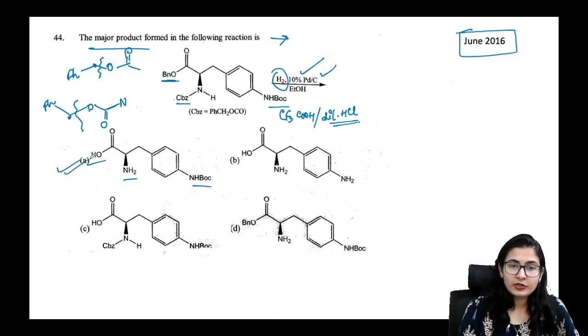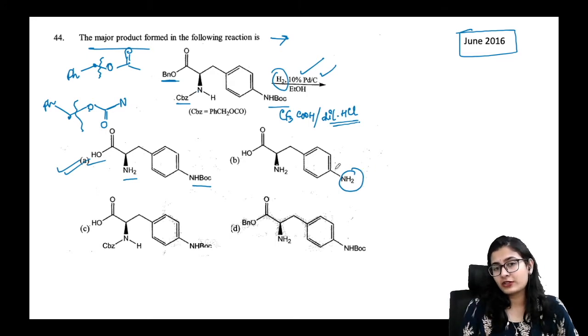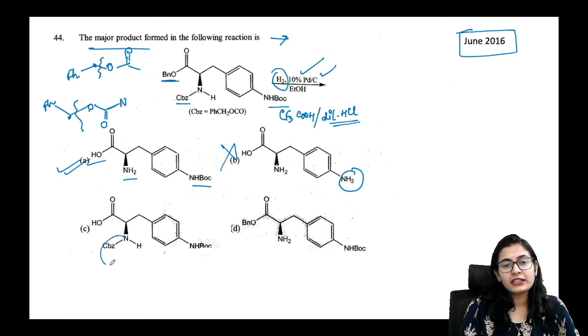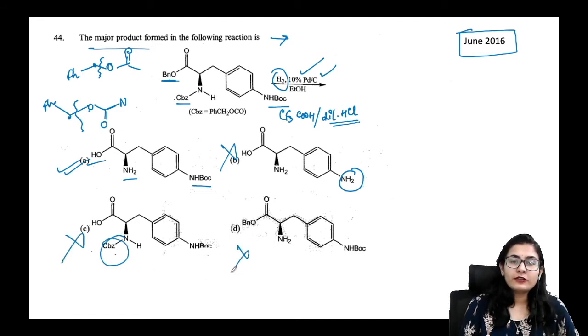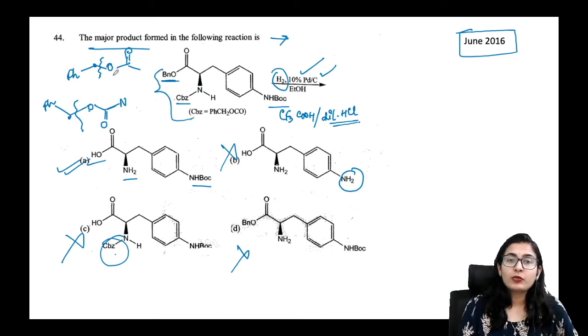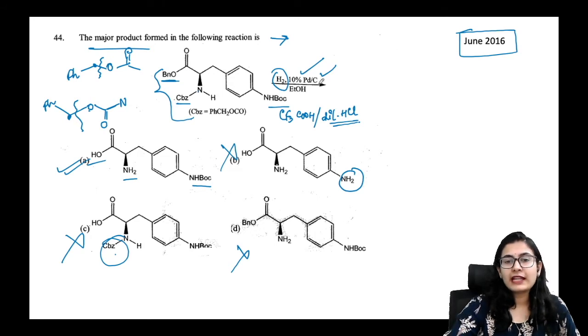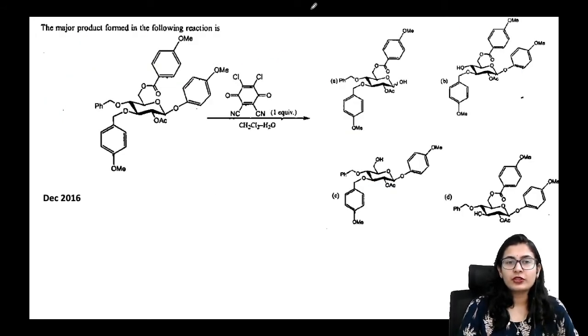So the answer is option number A. In option number B, guys, you have removed the Boc protecting group. That is not going to happen. And look, Cbz is as it is, so this is also wrong. Not one of them, both of them will be deprotected because they both have the benzylic carbon. So catalytic hydrogenation works for both of them.